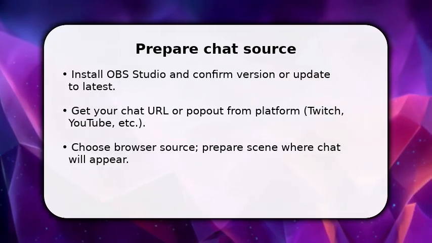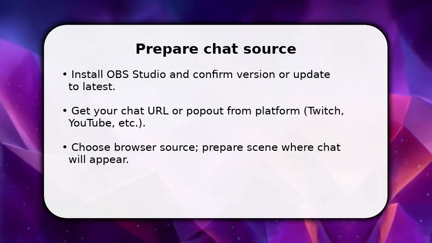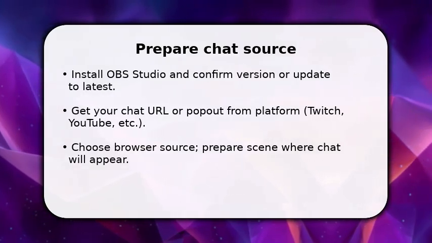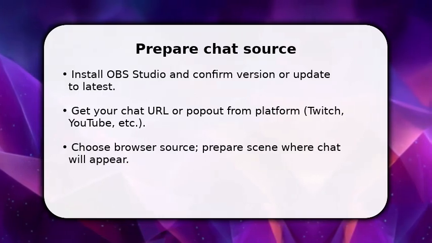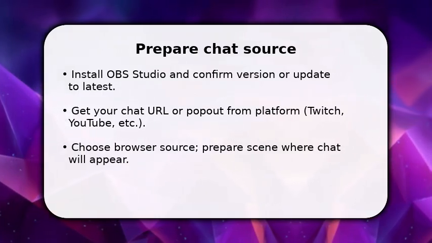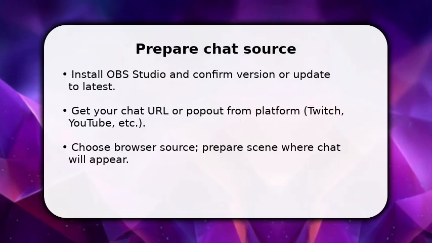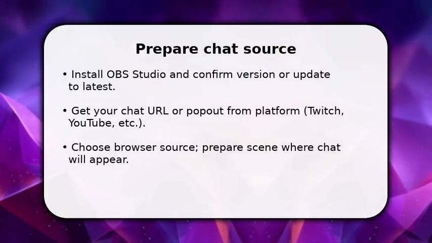In the browser source properties, paste the chat URL, set width and height to match your overlay, and set FPS to 30. Once done, uncheck or disable background color if the option exists. That begins the path to transparency.